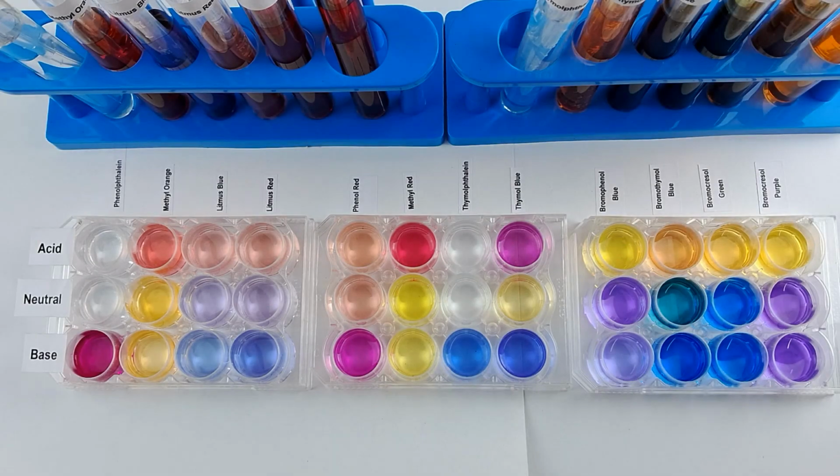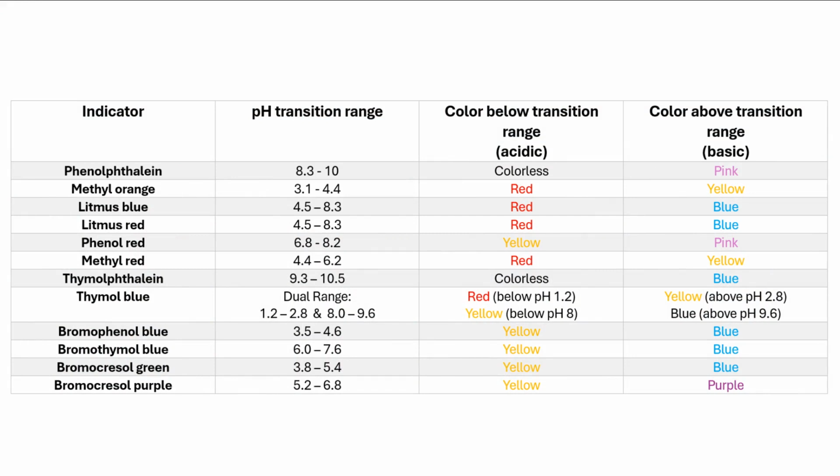Once all the indicators have been added to their designated wells or tubes, we can clearly observe the diversity in the color reactions of each indicator with acid, neutral buffer, and base. This concise table shows a list of the acid-base indicators that we have tested, their effective pH range, and their color change patterns in an acid and a base. Compare the colors obtained with this table.